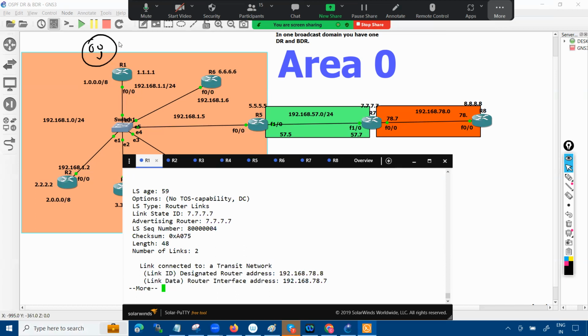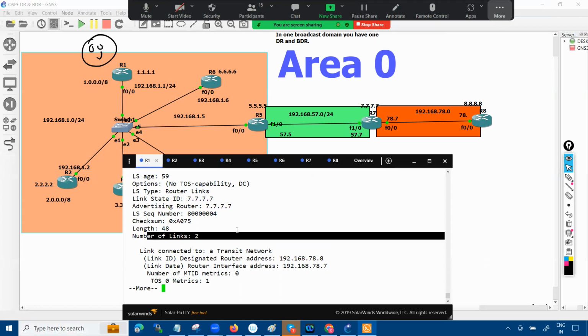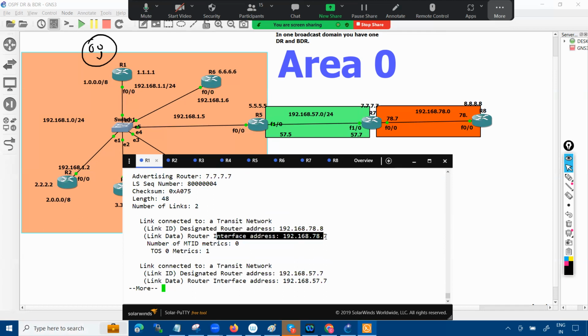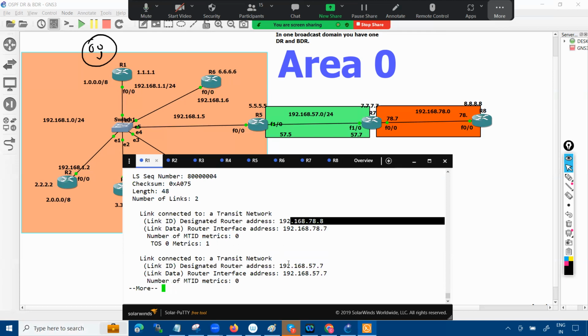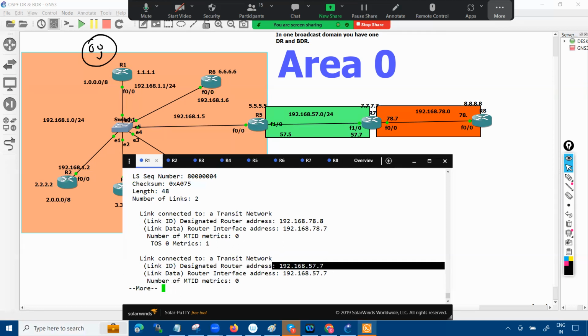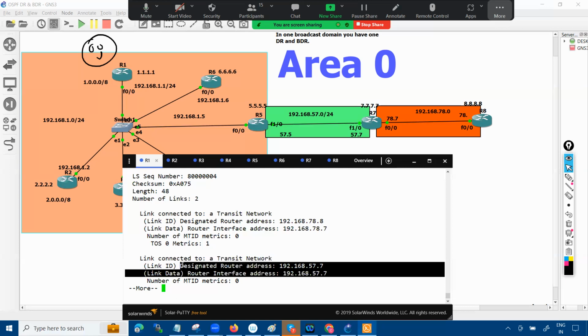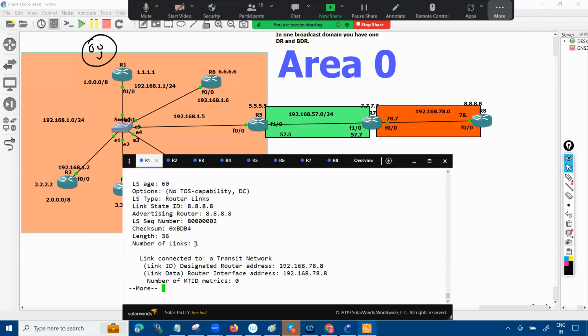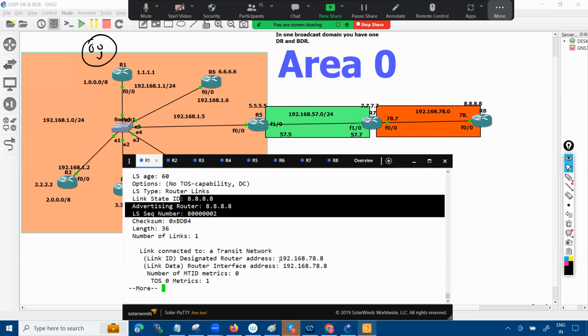I can see what information is present on router 7. 2 links are there. One is called the transit network that has IP address 78.7. The DR for this is 78.8. Another link is 57.7 and the DR is also 57.7. This thing I can see here, which is not possible in the case of EIGRP. Even if I want to see router 8, I can see that. Router 8 has this information.